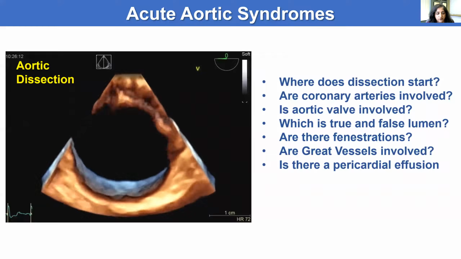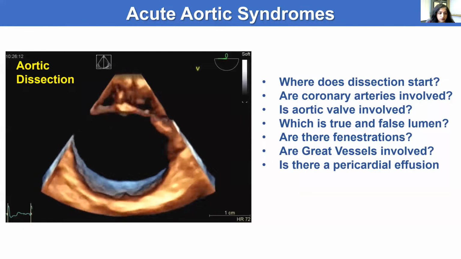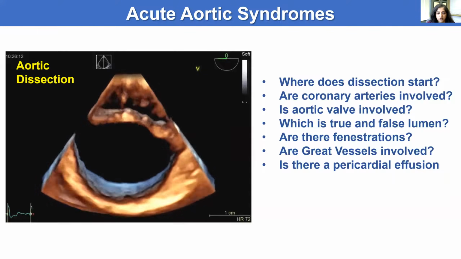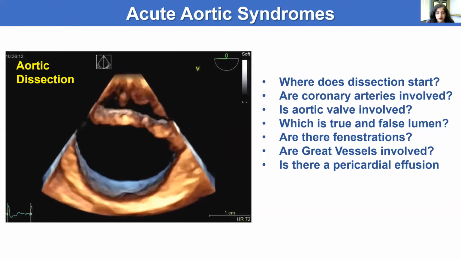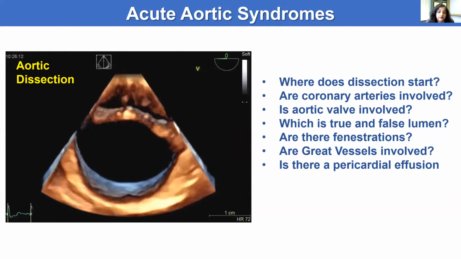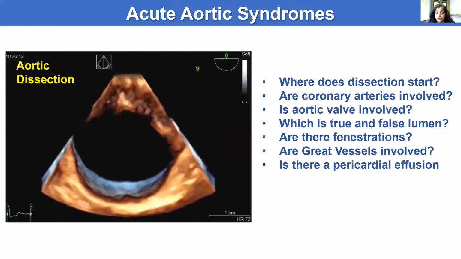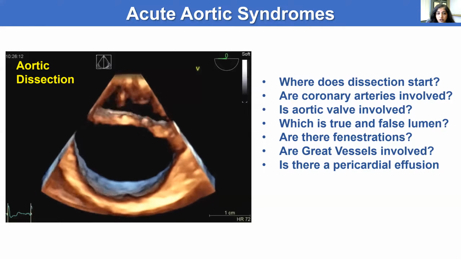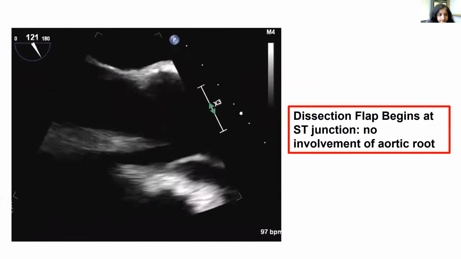This is a 3-chamber view, short axis, showing the true lumen, the false lumen, and then this very, very mobile dissection flap. And on TE, your questions to answer are, where does this dissection start? Which coronary arteries, or are the coronary arteries involved? Is the aortic valve involved? Because that would change the type of surgery performed. Which is the true and false lumen? Are there fenestrations? Are the great vessels involved, which can sometimes be seen in these high esophageal views on TEE? And is there a pericardial effusion, which could be a sign of aortic rupture?